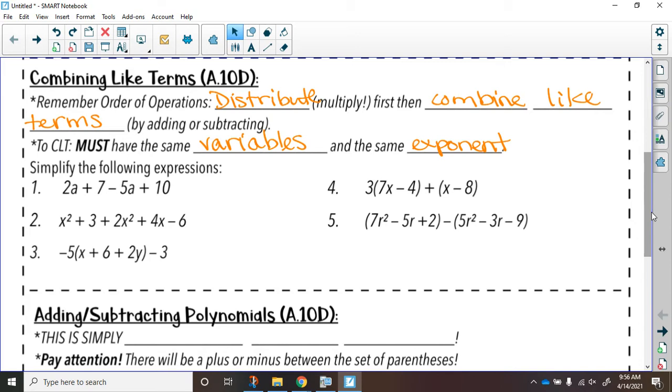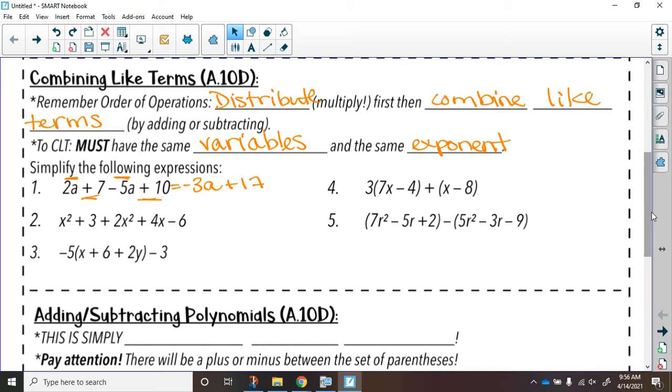So if we look at number 1, we're dealing with both variables and plain numbers, which are constants. When we combine these, we have 2a plus a negative 5a, so 2 plus a negative 5 gives us negative 3a. And then I have positive 7 plus 10, which is positive 17. Again, we are just combining these if they look alike.